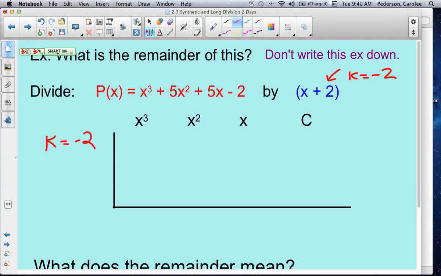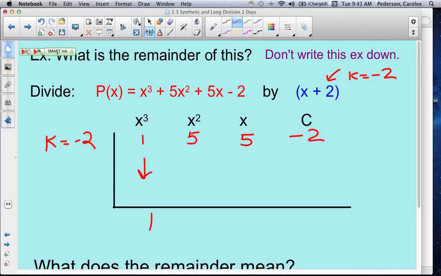You want to make sure you have all your terms. If you don't have a term, let's say there's a missing x term, then you put a 0 in. So we have coefficients of 1, 5, 5, and then -2. What do you do with the first spot? What do you do with the 1? Bring it down.